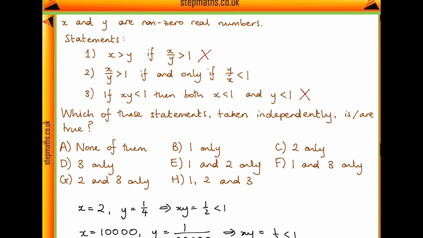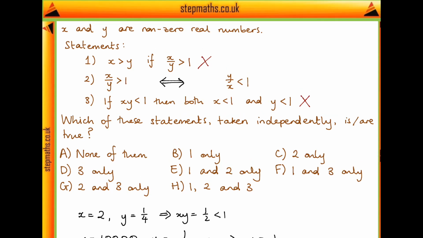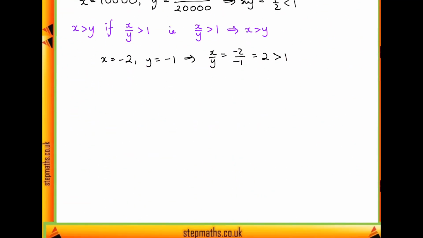Okay, so what about statement number 2? x over y greater than 1 if and only if y over x is less than 1. So this is the same as saying this implies this, and this also implies this. So for the statement to be false, we need either implication to be false. So we don't even need to show that it's wrong in both directions, just one will do. So if I write it down here.